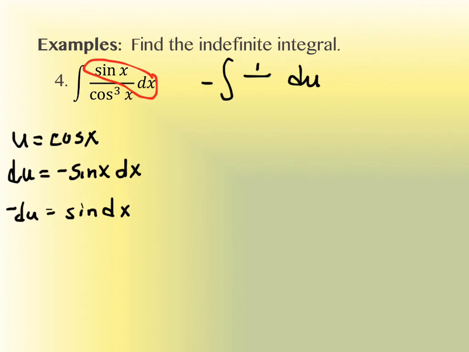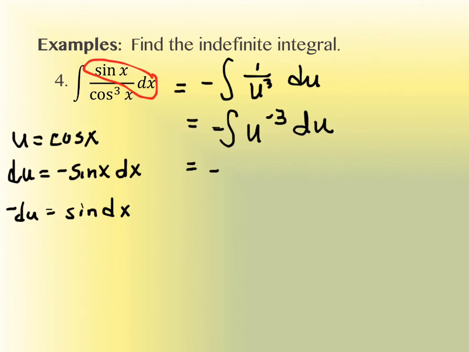Cosine cubed x is what's in the denominator. So what's going to be my denominator now? u cubed. Cosine is u. Cosine is cubed, so u is now cubed. And more helpful would be for this to be written as u to the negative 3, right? Okay, the negative in the front still stays.